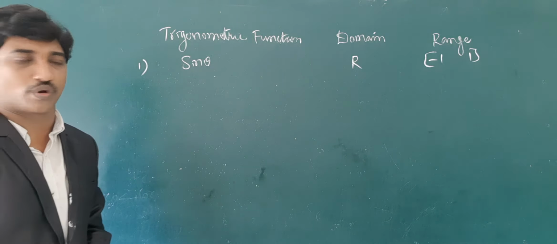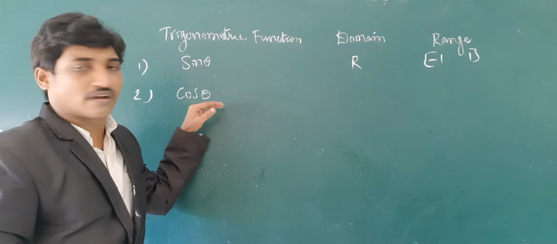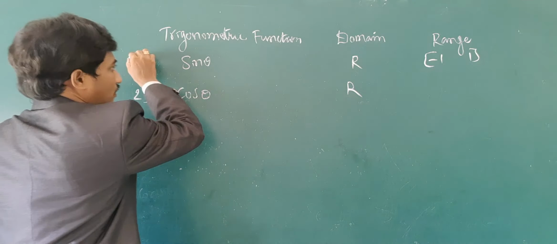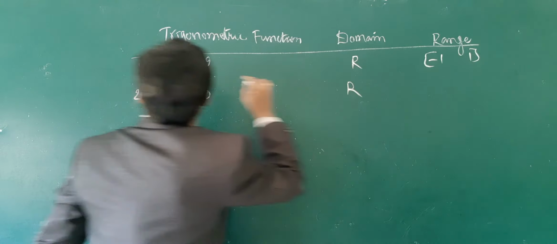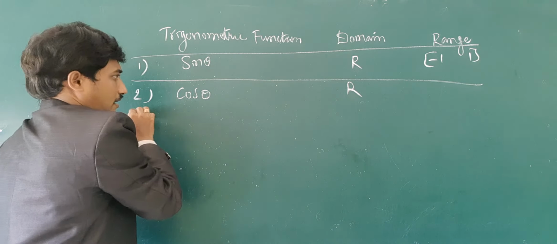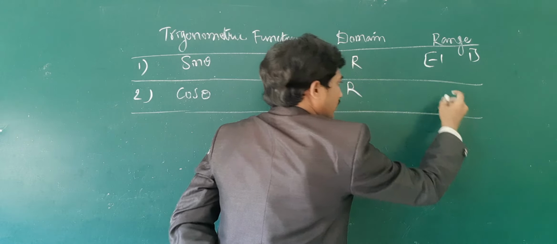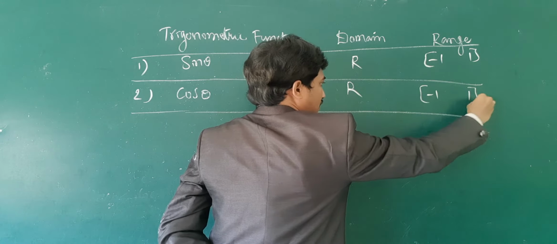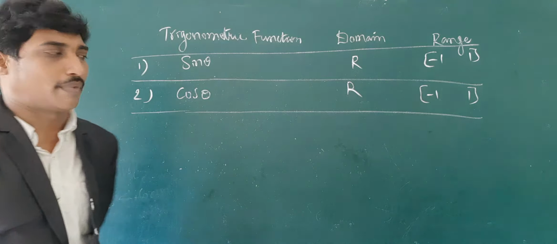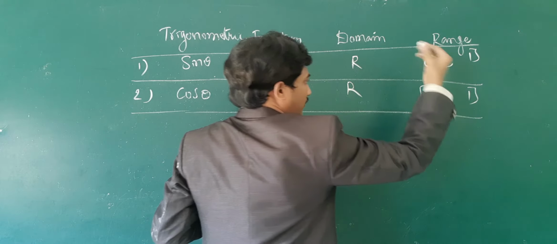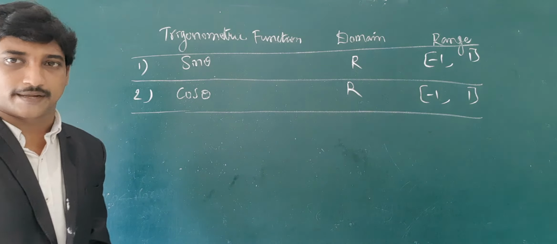Next, cos theta. Theta takes any real number, so the domain of cos theta is R. And for the range, the maximum value of cos theta is 1 and the minimum value is minus 1. Cos theta takes the value minus 1, 1, or a real number between minus 1 and 1. This is the range of cos theta.